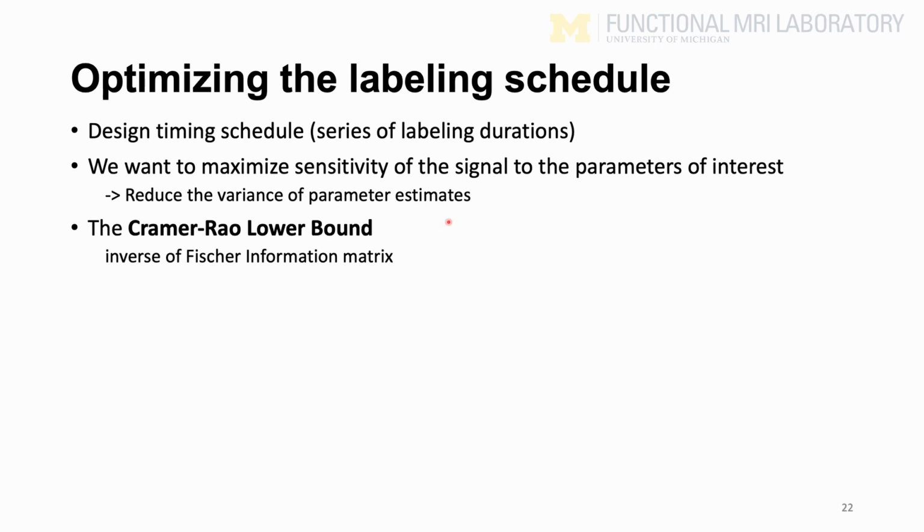And for that, we have this tool from statistics called the Cramér-Rao lower bound, which turns out to be very useful for this sort of thing. And it is defined as the inverse of the Fisher information matrix. And let me just talk a little bit about that.